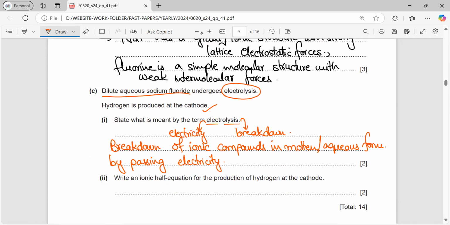Write an ionic half equation for the production of hydrogen at the cathode. Now, as we know, the cathode is negative and the hydrogen ion is positive. That is why the hydrogen ion goes to the cathode. The positive ion has a deficiency of electrons, so the hydrogen ion will take up electrons and become hydrogen gas, H2. But hydrogen is always diatomic. So we'll take two hydrogen ions, gaining two electrons and becoming hydrogen. This is hydrogen gas, and all the ions are aqueous.